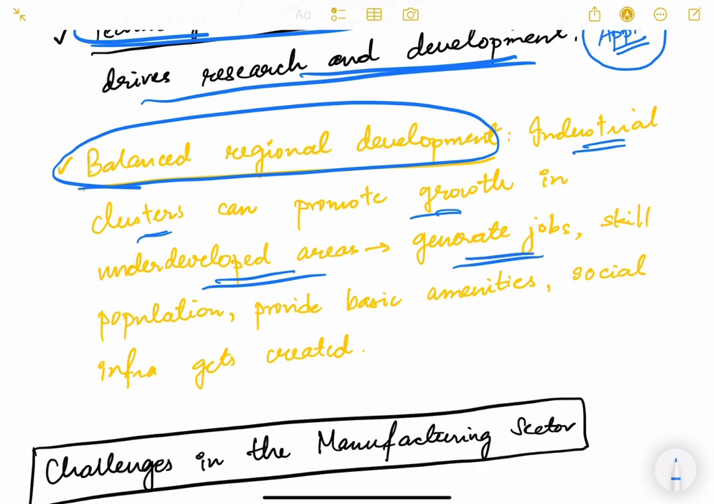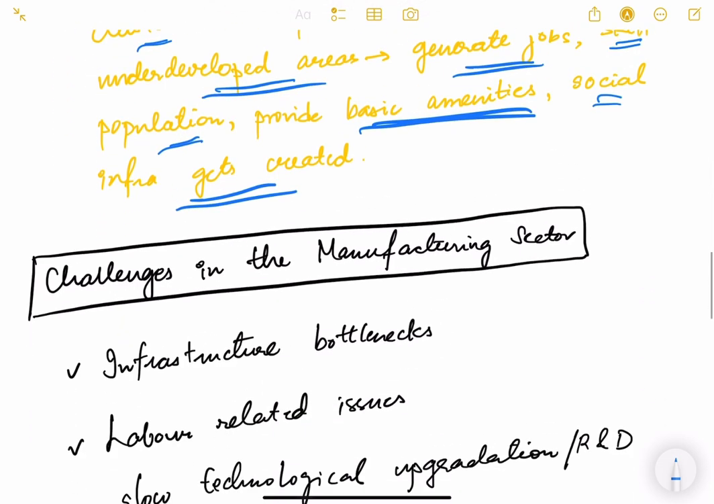It can generate jobs there. It can skill the population. So in a way, the population will get skilled, and if they start working, it provides basic amenities also. Social infrastructure gets created like roads, sanitation, street lights, etc. Wherever the manufacturing unit comes up, these services are automatically created. So it results in regional development also, and it balances disparities between two regions of the country. So that is how manufacturing helps.